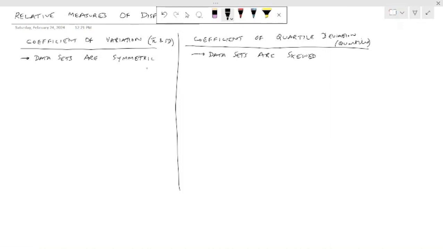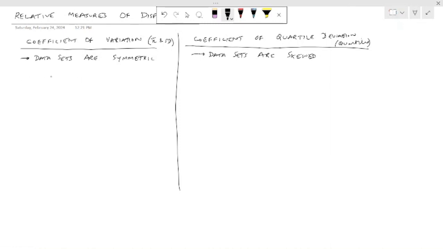But in case of skewness, when data are skewed, then it is preferable to use median as a measure of central tendency. Consequently, we cannot use standard deviation as a measure of dispersion. So we have an alternative, the coefficient of quartile deviation, when the data sets are skewed. So I am giving you two different data sets here in both the examples.